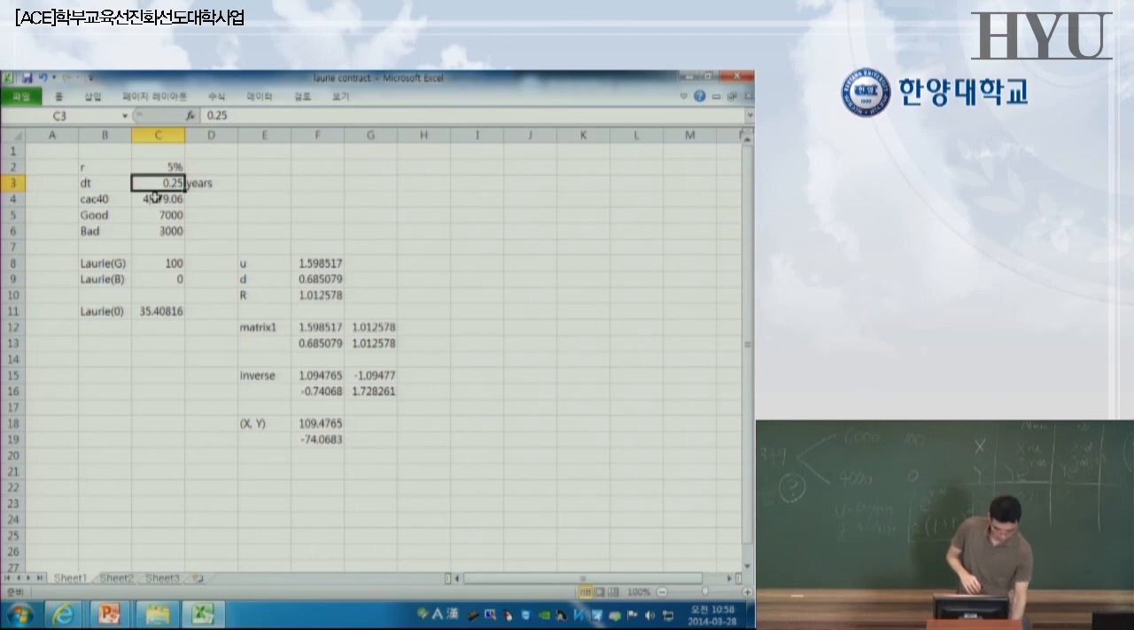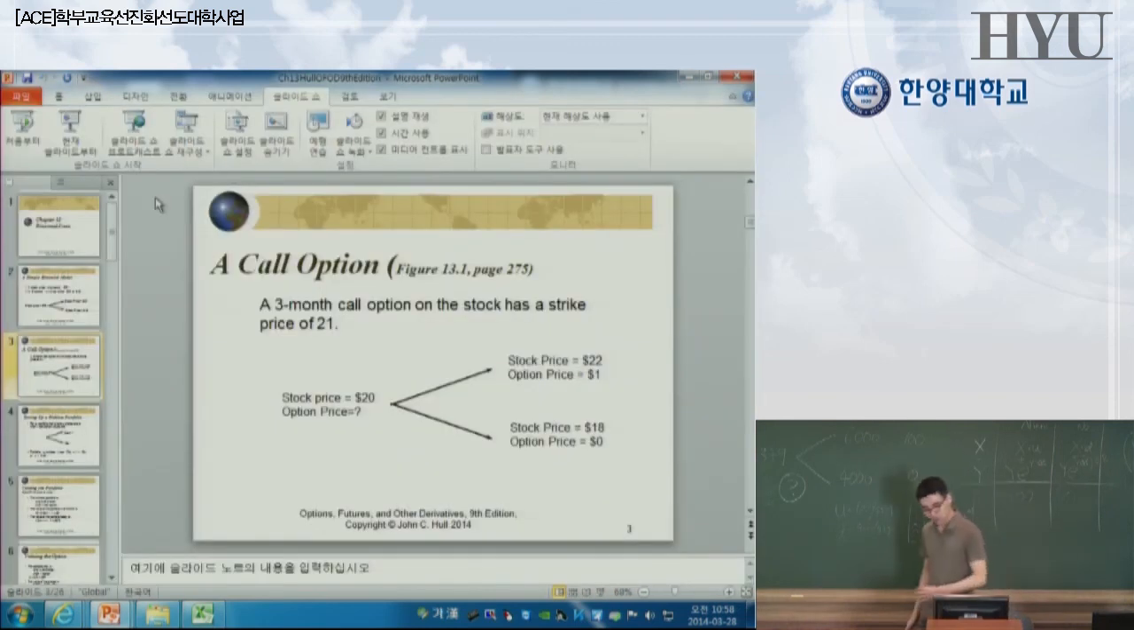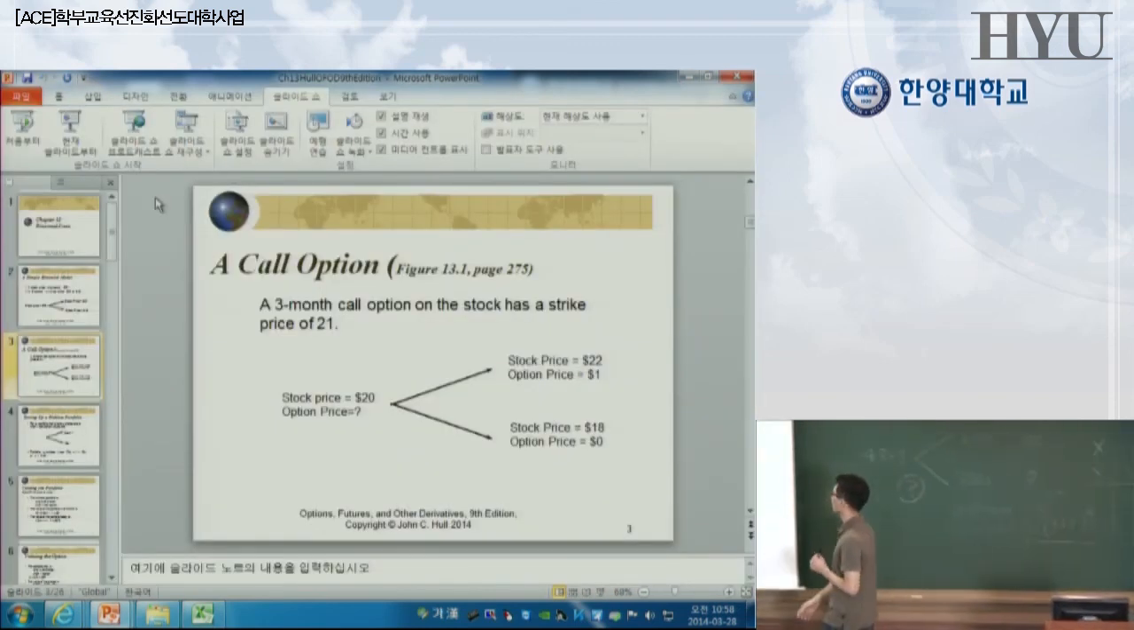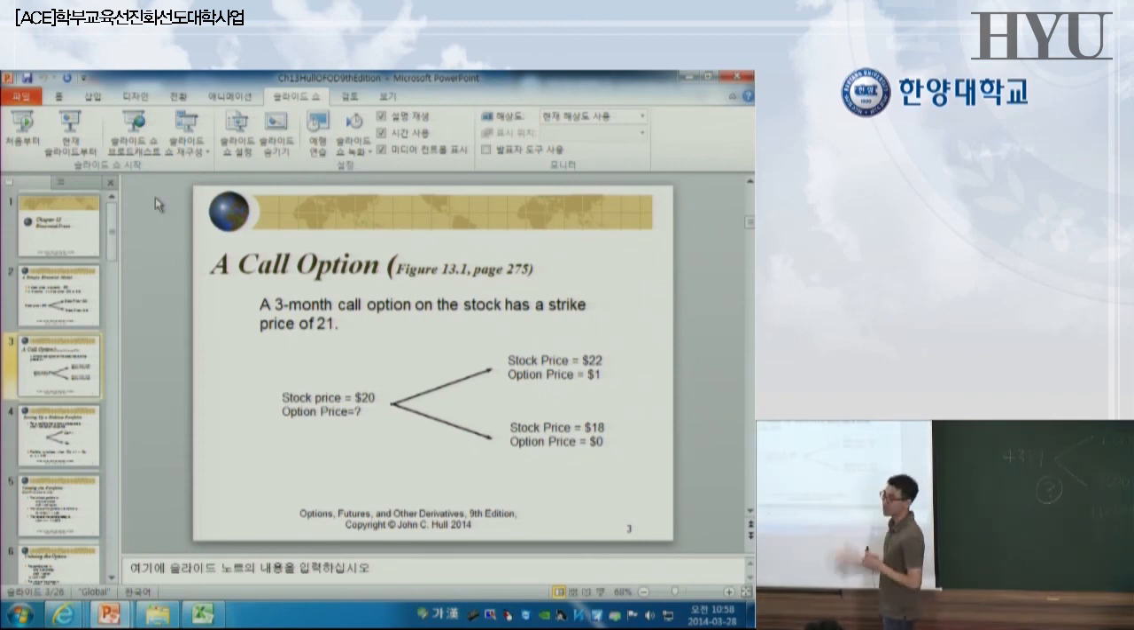And let's go to the textbook example. In the textbook example, the current stock price is 20, with no option on this contract. If the stock price is 22, the option price is 1. So the call option strike price is 21. So if the stock price is $22, I pay only $21, so I receive $1. If the stock price is 18, I don't want to pay $21 for an $18 stock, so I pay nothing. So the option payoff is 0 basically. The payoff is $1 or 0.